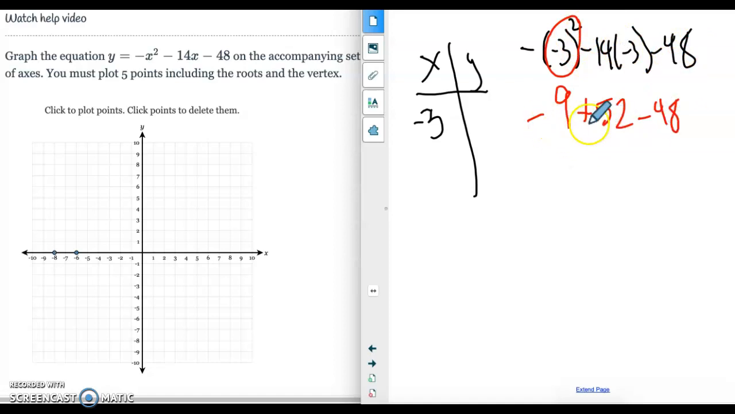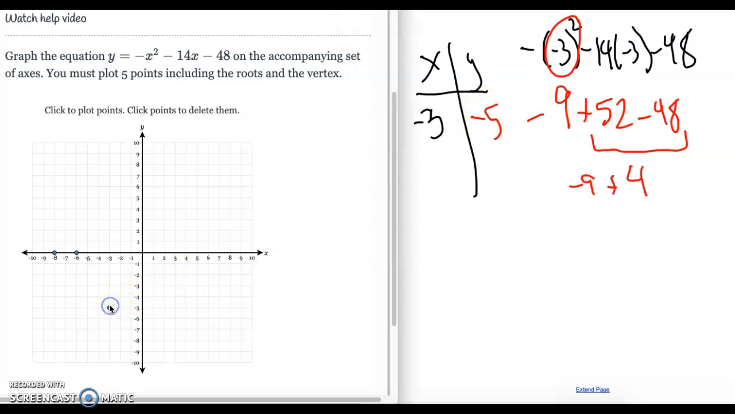And so I'm going to do these two first because that's easier. 52 minus 48 is actually 4, pretty sure. And then plus -9 gives me -5. So that means -3, -5 would be a value on here. And then again, since this is where my vertex has to be somewhere on here, I would have to plug -7 up here to get it.